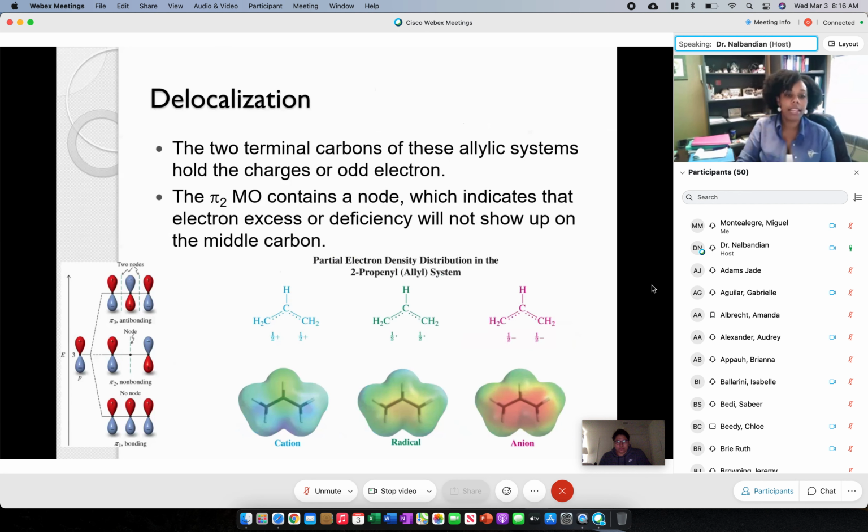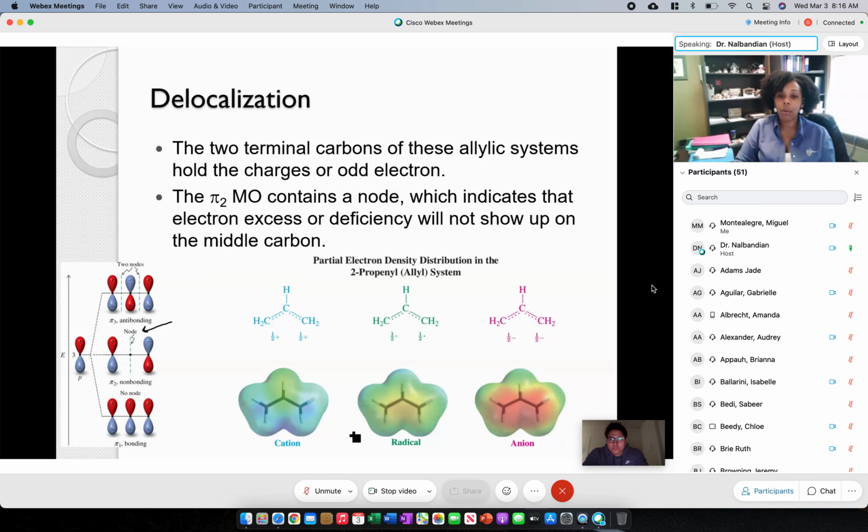So as we look at this, in our non-bonding, we have a node. And so remember what a node is. It's an area where we would expect no electron density. So it's an area where there is zero probability of finding an electron. So in this non-bonding, we have an area right in the middle on that middle carbon where we would expect to find no electron density, which makes sense.